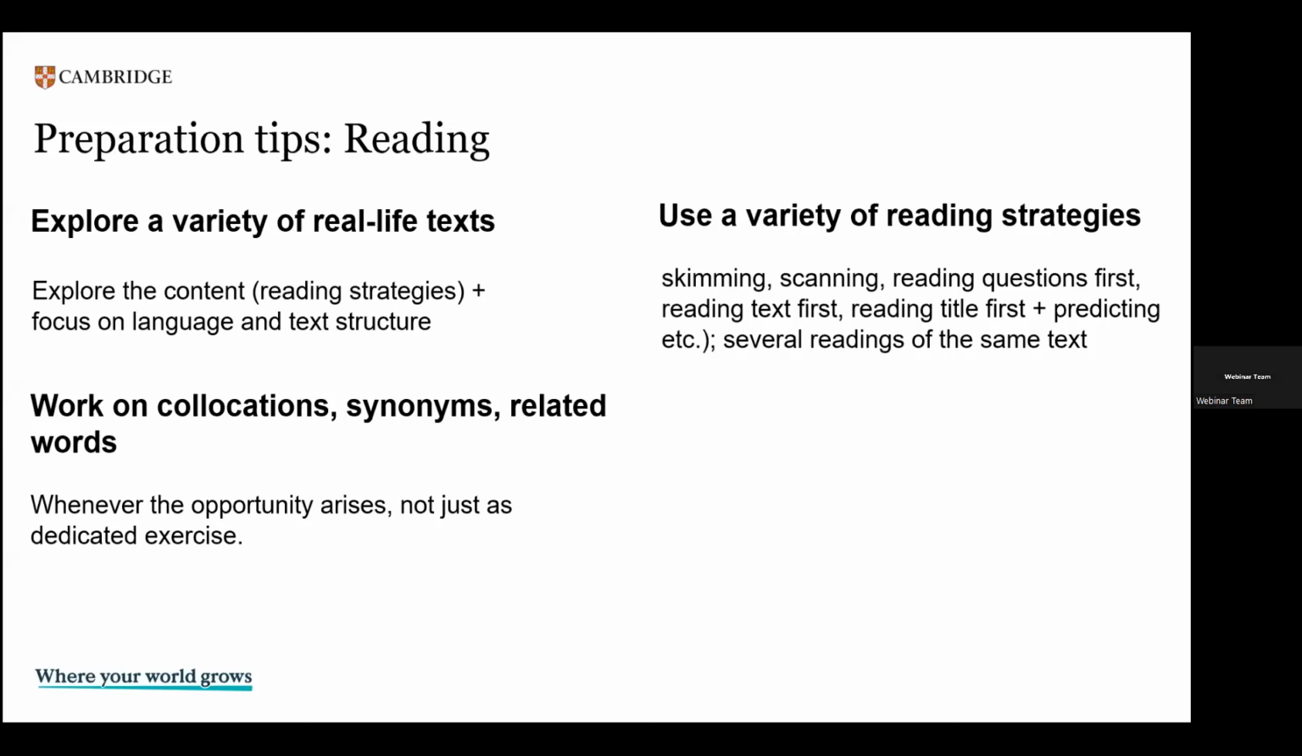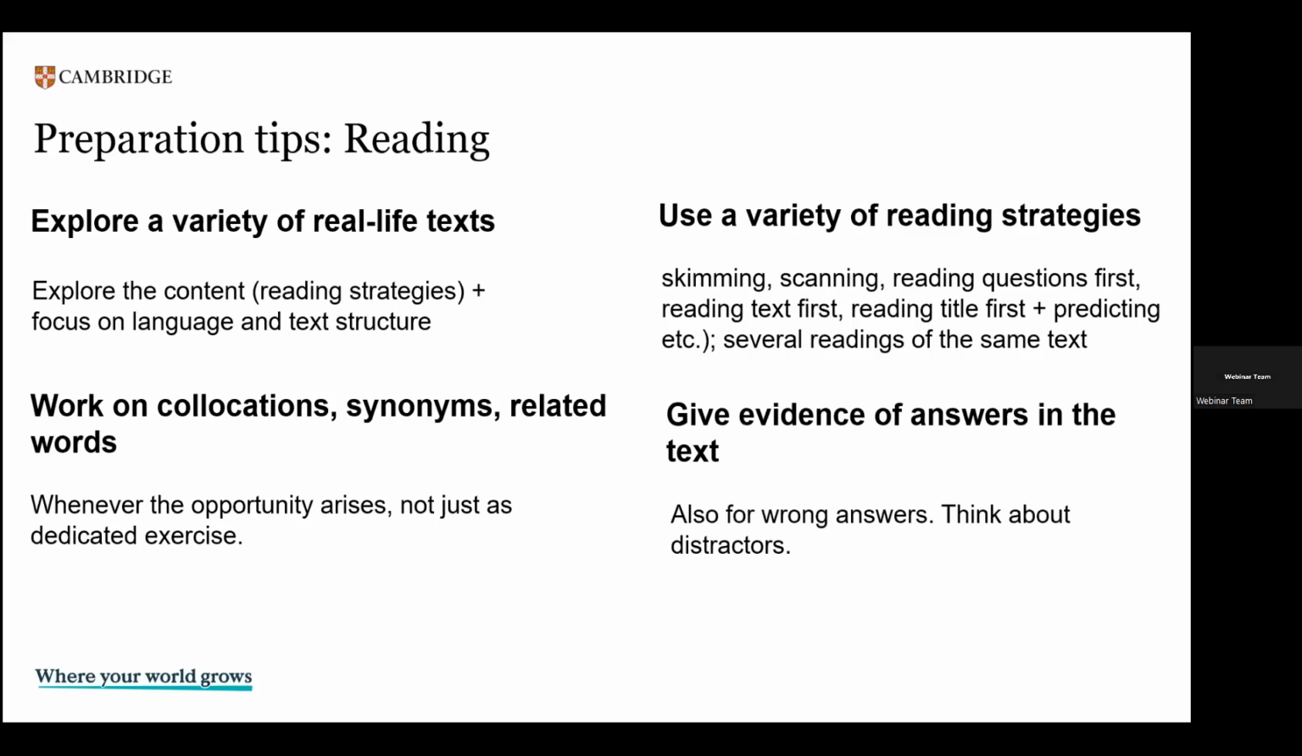Practice reading in different ways. So practice skimming, which is looking through the text very quickly for general information, for a general idea of the text. Scanning, which again is looking through the text, but looking for specific information. When you're looking at practice test work, practice reading the questions first or reading the text first. Practice reading the title or using any pictures which you have to help you to predict what's going to happen in the text. And also, always try to find evidence for the answers.